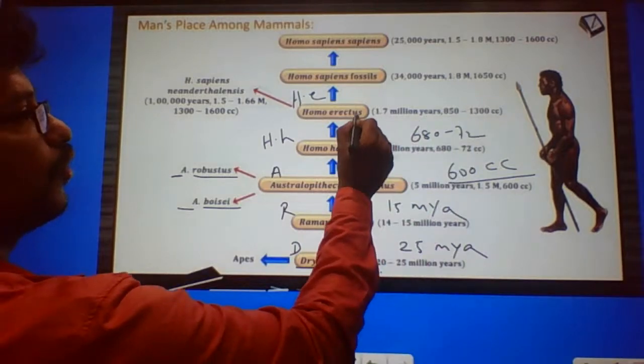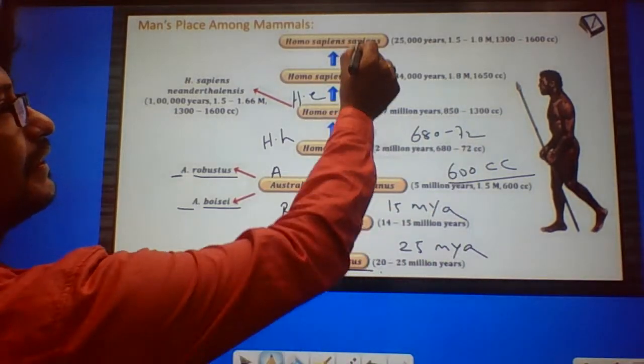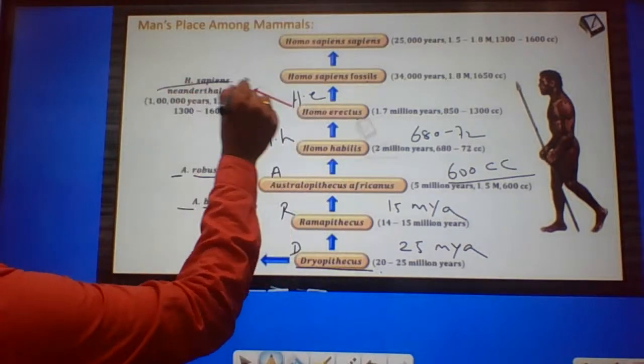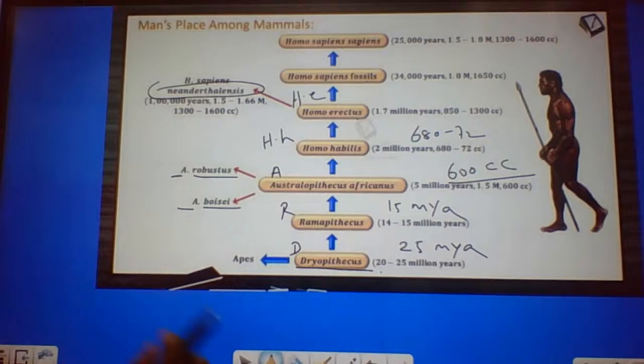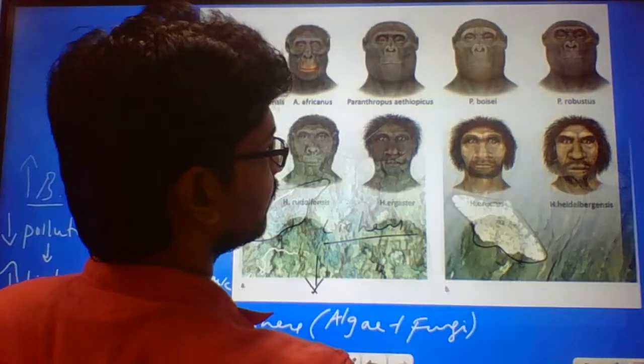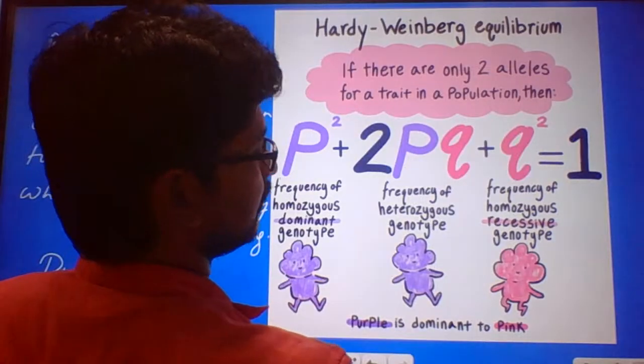Then Homo erectus, then we have Homo sapiens. In the Homo erectus period we have the Neanderthal man. Don't worry about this, we're going to discuss one by one. So now we'll start with the first part.